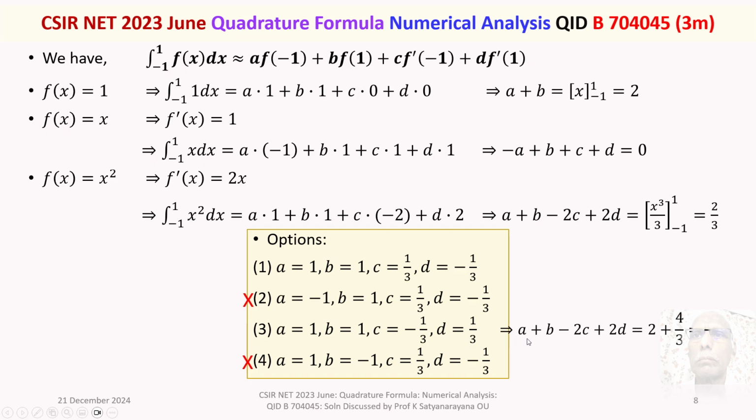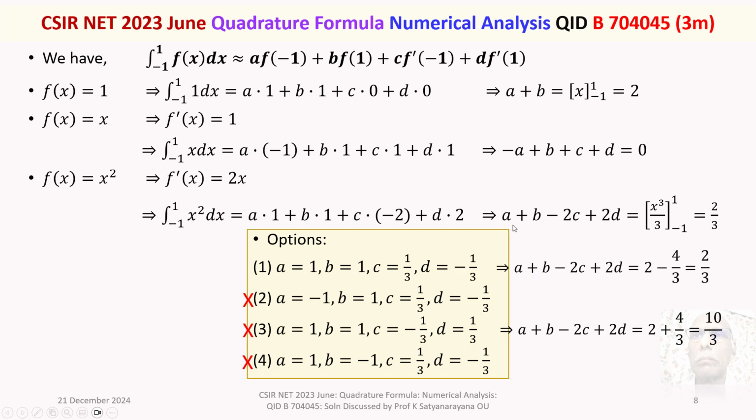In option 3, a plus b minus 2c plus 2d. So, a plus b, that is 2. Minus 2c plus 2d is 4 by 3. 2 plus 4 by 3 is 10 by 3, but our answer is 2 by 3. Therefore, option 3 is not true. Therefore, leftover is option 1 is true. But anyway, we check.